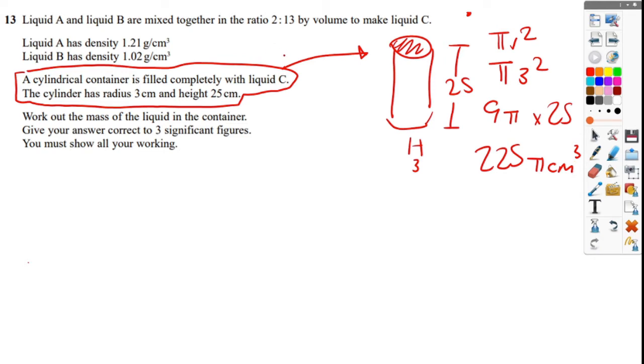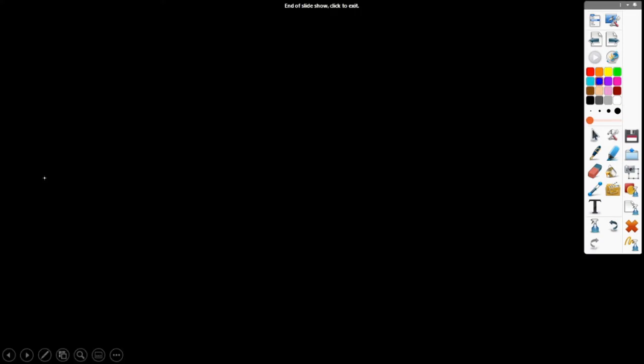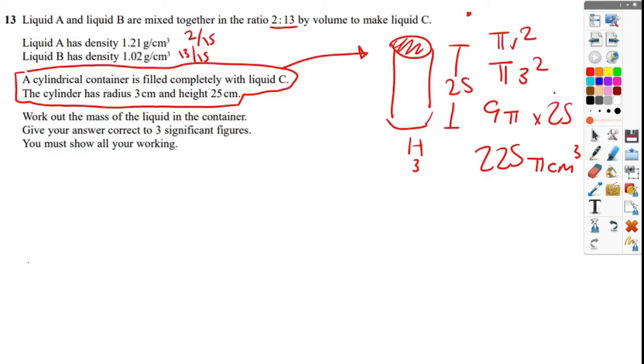Now we've got to work out the components of A and the components of B. I'm going to find out the mass of both of them, and add them together. I know these are in the proportions 2 to 13, so A is going to be 2 out of 15, and B is going to be 13 out of 15. So let's focus on A first of all.